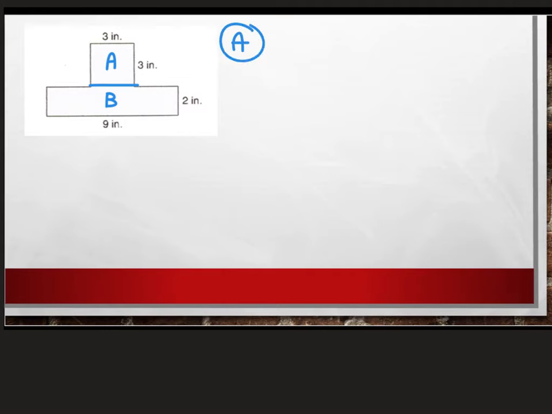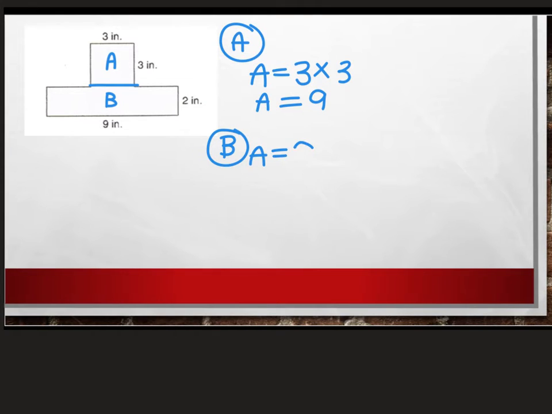Now let's find the area of both. So shape A. Shape A, remember I just said that's my square. Our base was 3, our height was 3. So the area of shape A is just 9. And then shape B is a rectangle. Our base was 9, our height was 2. 9 times 2 is just 18.